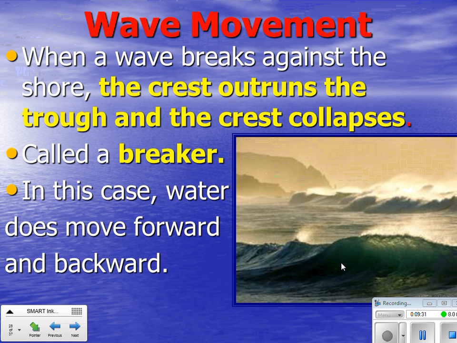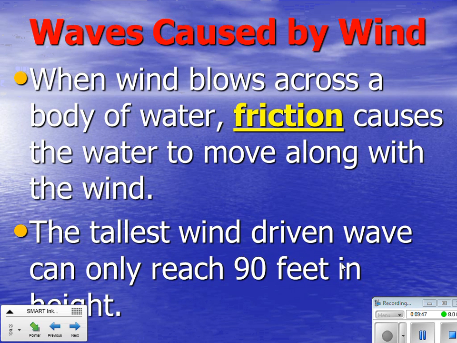Wave movement. When a wave breaks against the shore, the crest outruns the trough and the crest collapses. And this is what's called a breaker, which we talked about earlier. In this case, water does move forward and backward when it actually crashes onto the shore. And when waves are caused by wind, the wind blows across the body of water, and friction causes the water to move along with the wind. If you've ever noticed on a windy day, if you're looking at a pond, you can see the little ripples form. The tallest wind-driven wave can only reach about 90 feet in height.